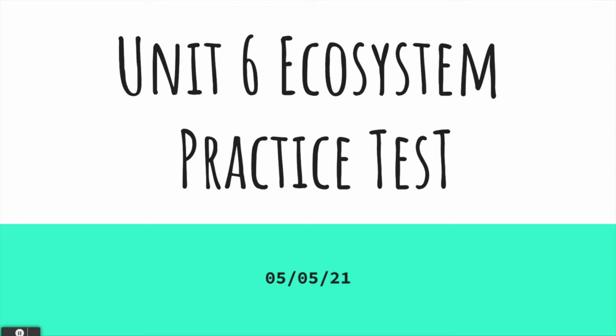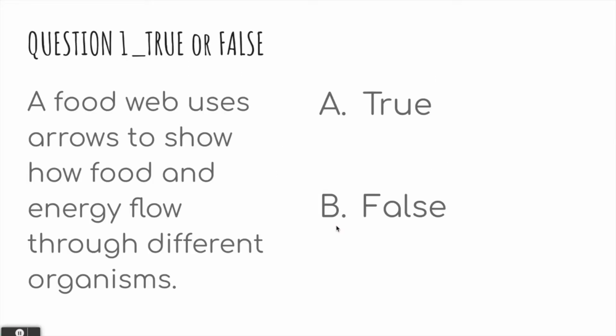You will be answering the questions through Edpuzzle. Please take your time and read each question carefully, as this will help you prepare for your test. Let's get started. Question 1 says, true or false? A food web uses arrows to show how food and energy flow through different organisms. Is that true or false?